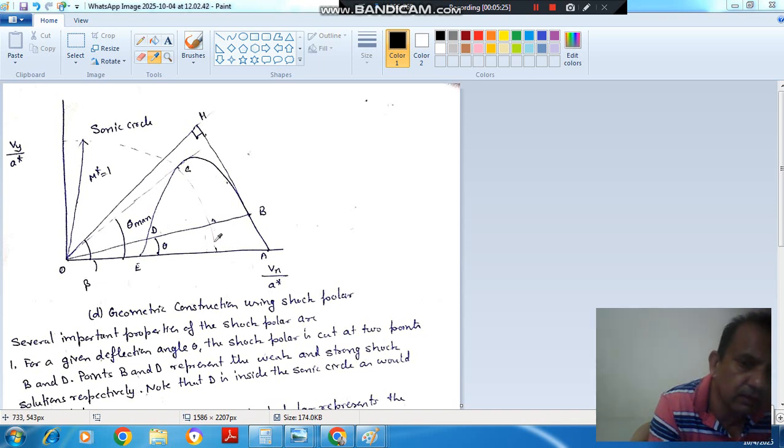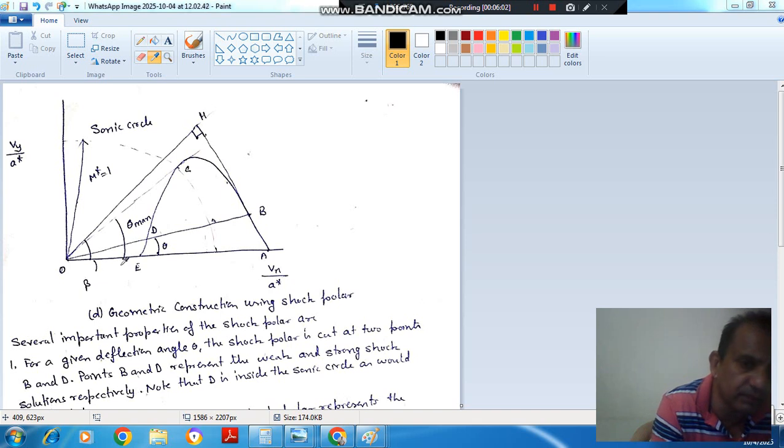Okay. So now if we take point A, that is the initial condition, and if we take point B, that is the final condition, and draw a line like this, and then draw a perpendicular which is passing through the origin. Okay. And then the angle this makes is called the wave angle or shock wave angle. So this is your shock wave angle. Okay. So these are the observations from the shock polar diagram.